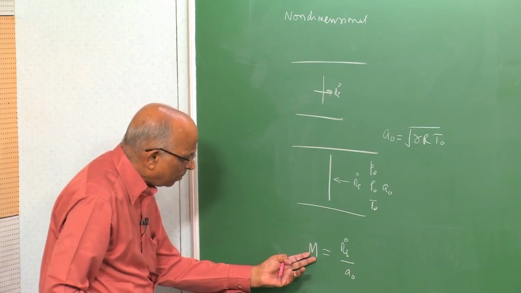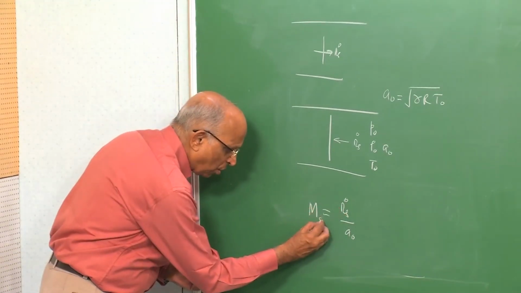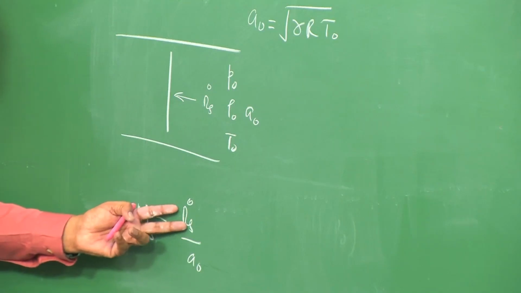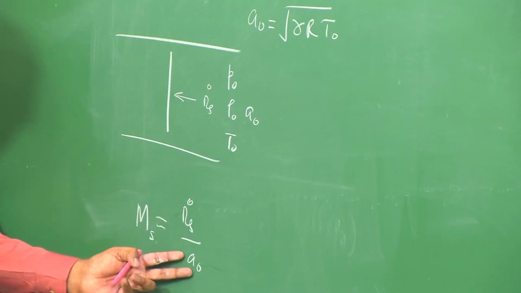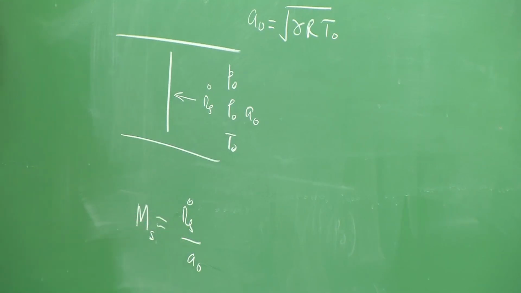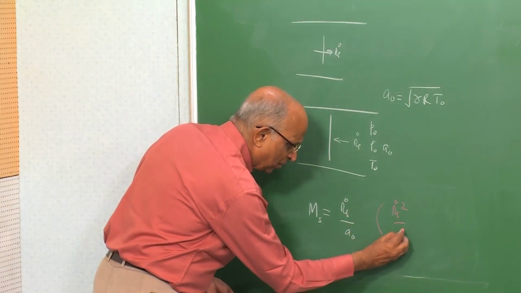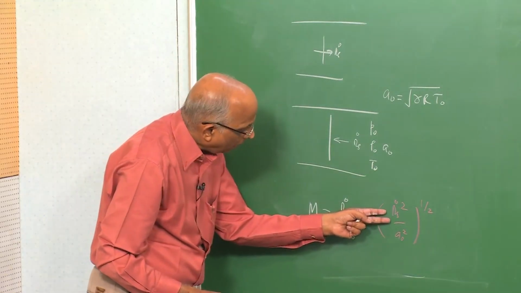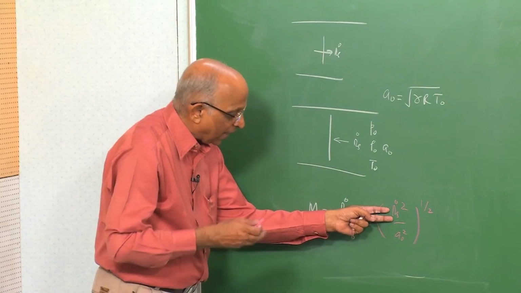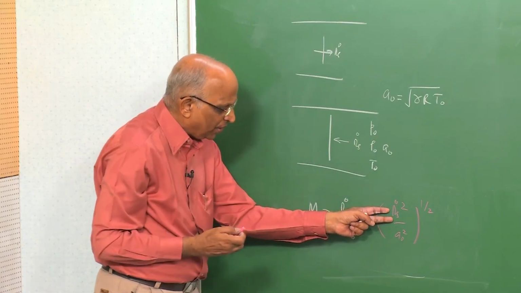What does the Mach number represent? It tells me the ratio of the shock speed, or let us say this is the shock Mach number, the velocity of the shock divided by the sound speed of the medium upstream. What does this really denote? Let's spend a moment on this. I can therefore write it as equal to Rs dot square divided by A0 squared, to the power half. Now, Rs dot square is an indication of the kinetic energy associated with the shock or associated with the flow of gases over here.